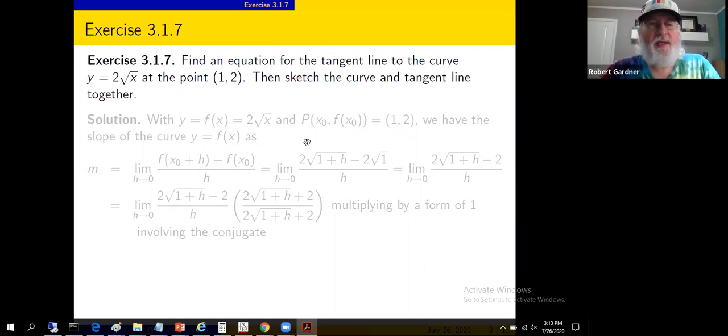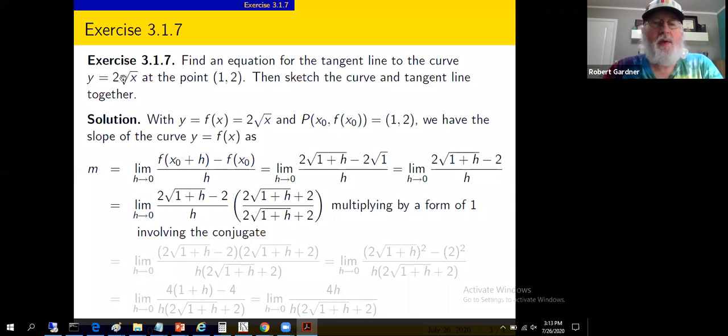All right, so here's what we need to do. They want to know the equation of the line tangent to the curve. That'll be a line that has the same slope as the slope of this curve at the point (1, 2). So we've taken f of x to be 2 square root of x. We've got the point, in the symbols of that definition, x sub 0, f of x sub 0. We've got the point (1, 2). x sub 0 was 1 in particular. So the slope of the curve y equals f of x is m equals the limit as h approaches 0 of f of x sub 0 plus h minus f of x sub 0, over h.